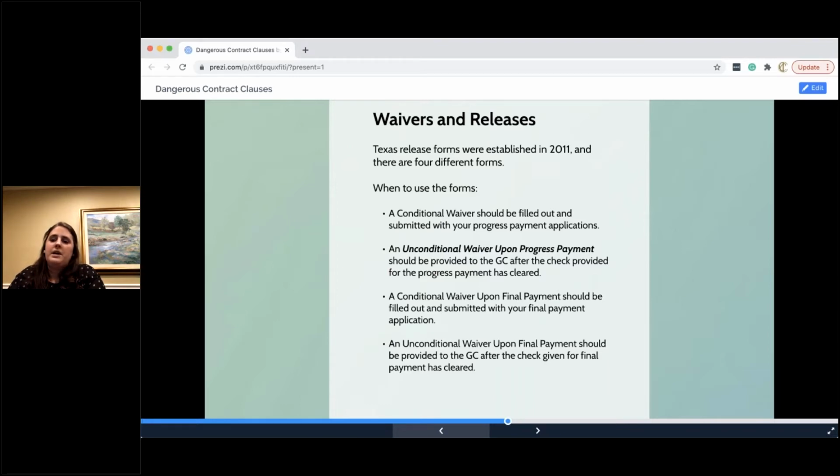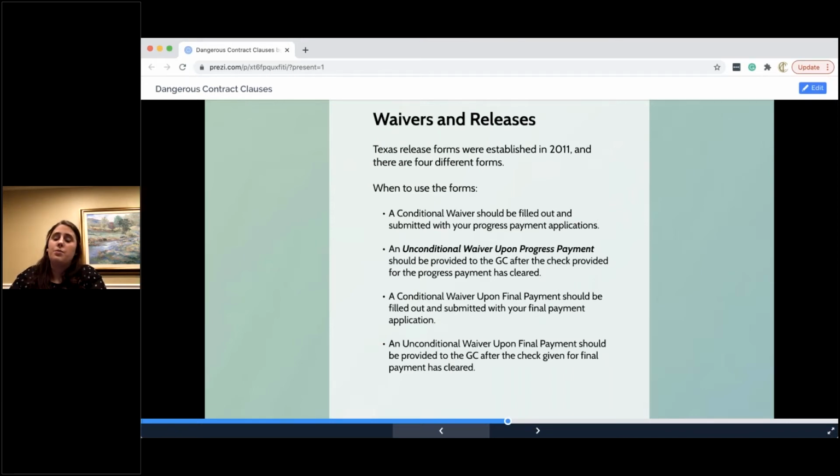Should be provided to the GC after the check has cleared. So the difference between this one, the unconditional, and the conditional is the timing. When did you sign and when did you get the money? If the contractor walks up to you and hands you a check and it clears, great. The next day, turn around, give them this unconditional waiver because you've been paid. There's nothing to wait on.